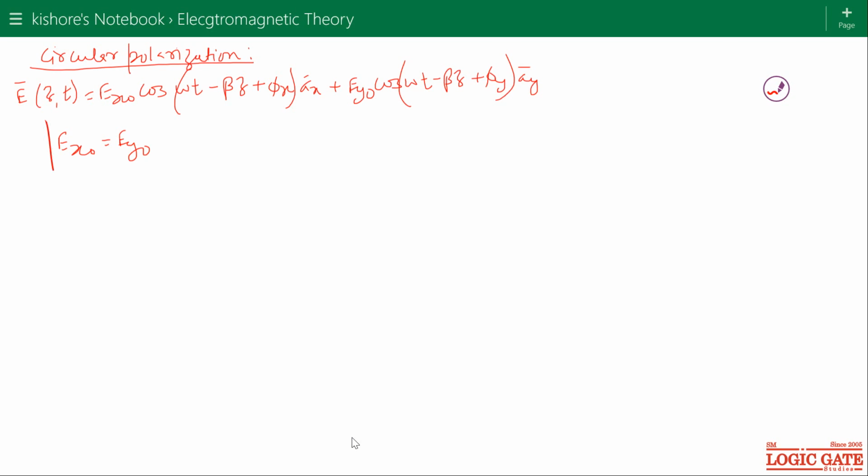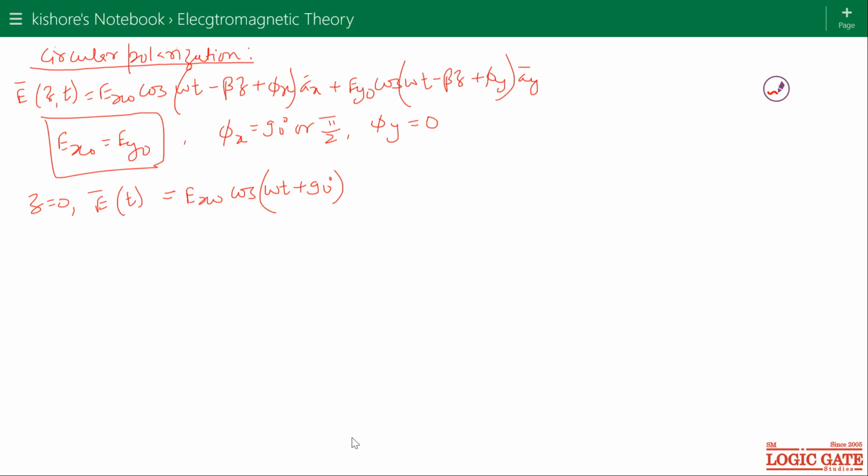In case of circular polarization, Ex0 must be equal to Ey0. And let us assume that phi x is 90 degree or pi by 2 and phi y is 0. So now E(z,t), let's make z 0. Z is 0, so E(t) is Ex0 cos(omega t plus 90 degree), this is the x component, plus Ey0 cos omega t, phi y is 0.